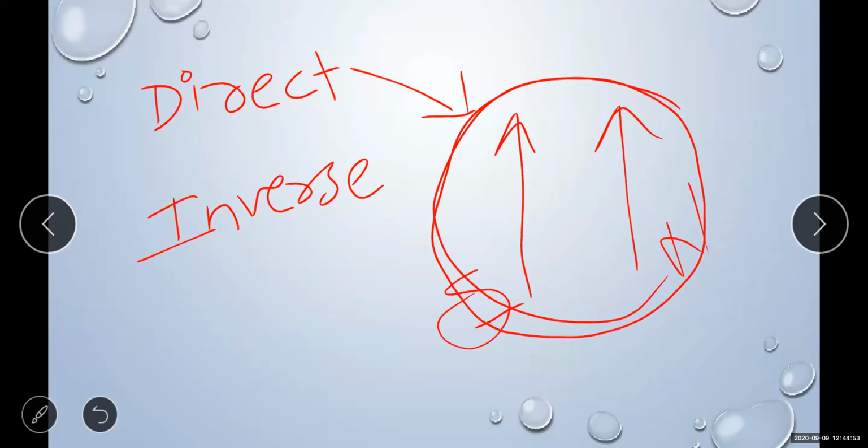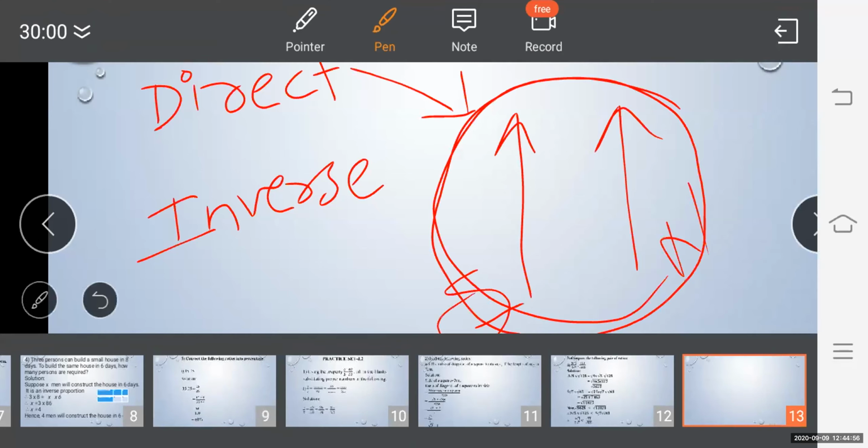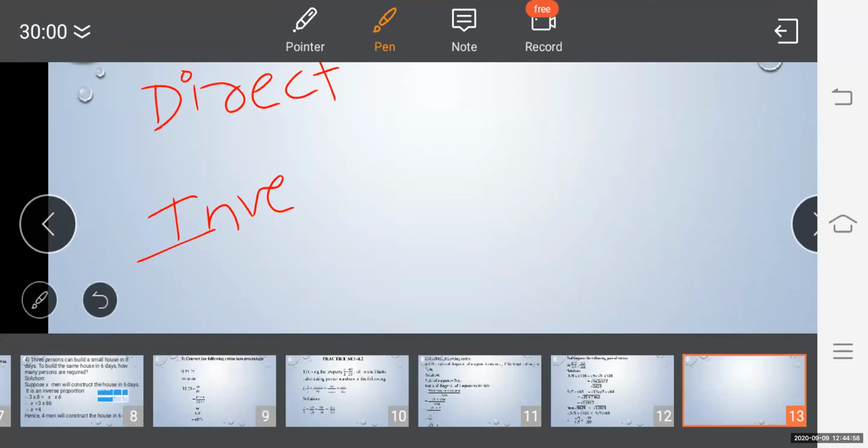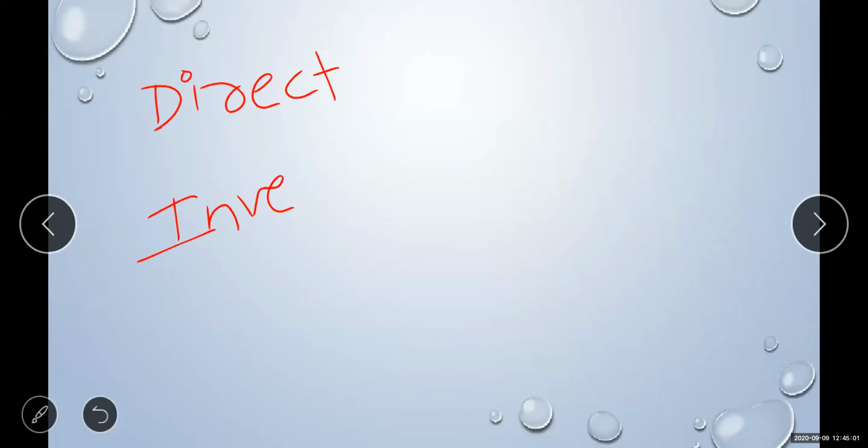Now the next example is of inverse proportion. Suppose a project is given to a group of 2 students, a math project, and they will complete it in 2 days. Now the number of students is 4. In how many days will they complete the project?